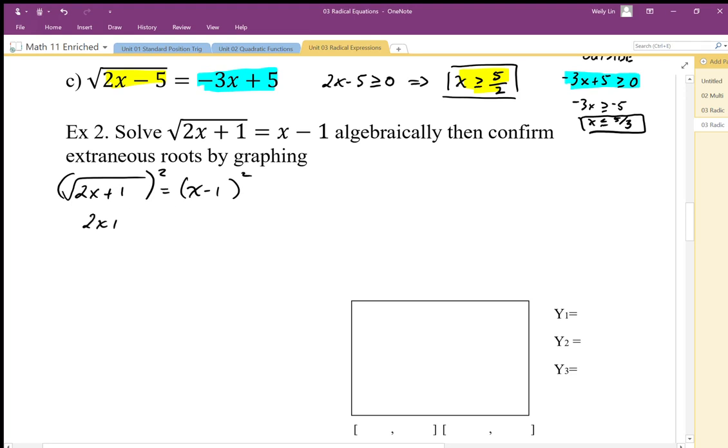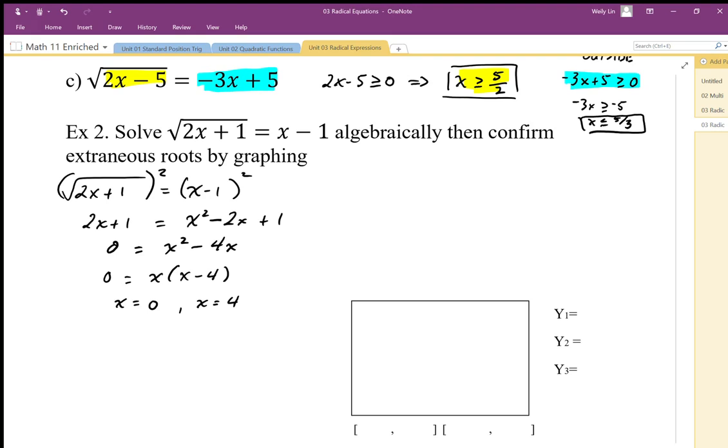So we end up with 2x plus 1 equals x squared minus 2x plus 1. It's a quadratic equation, so make it equal to 0. x squared minus 4x, and then the 1's cancel out. And actually I can factor this and solve, so I'm going to factor. So I get x is equal to 0. The other factor is x is equal to positive 4. Okay, so I get two solutions, algebraically.